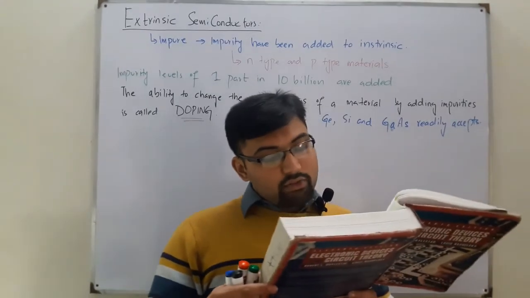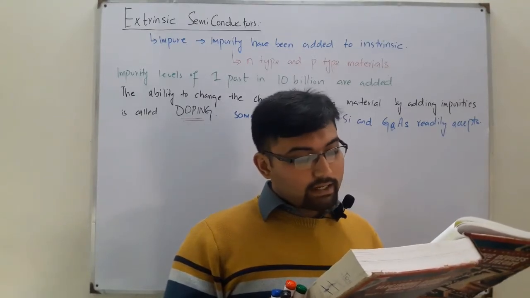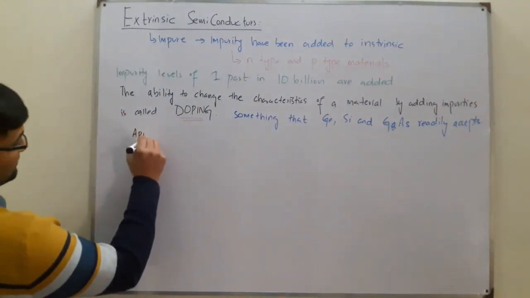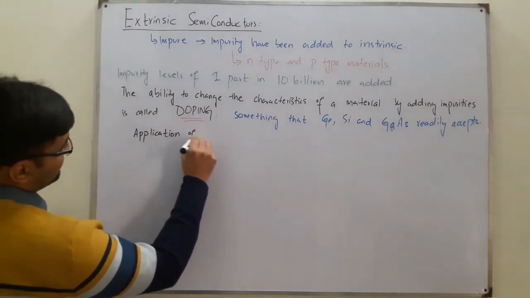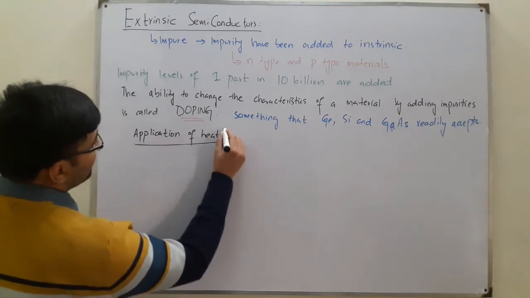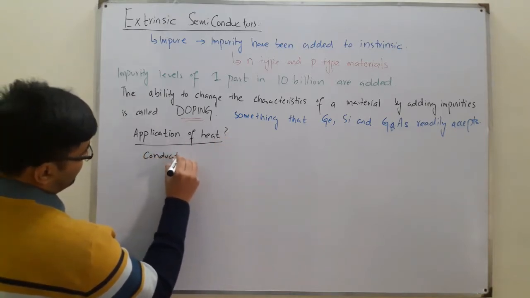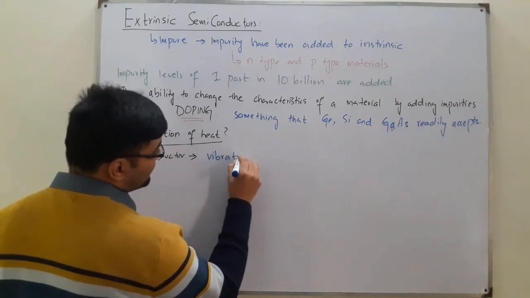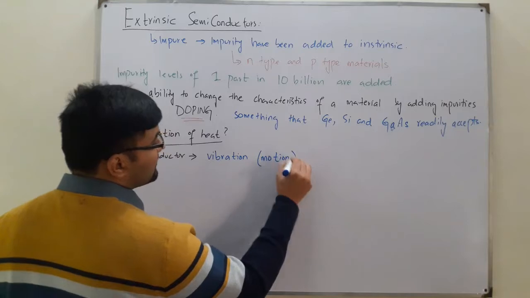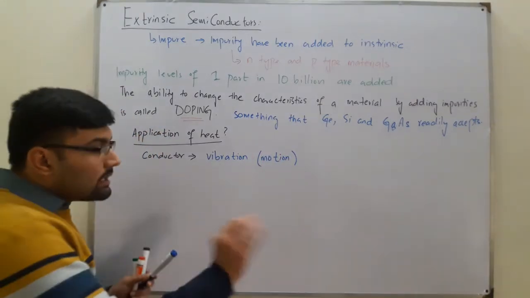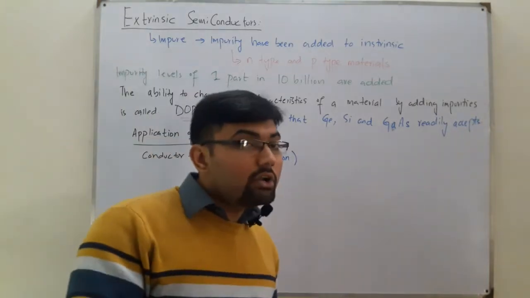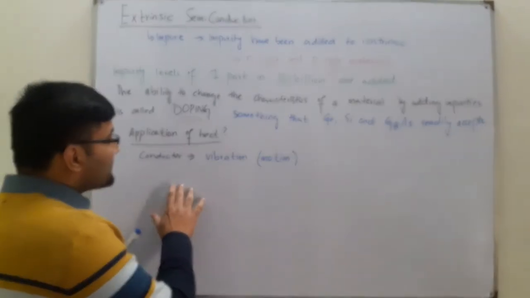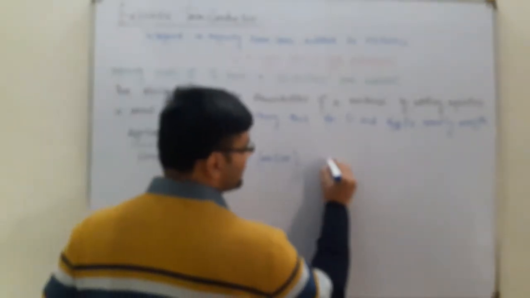One important and interesting difference between semiconductors and conductors is their reaction to the application of heat. I won't write it down, I will read it out from the book. What happens when you apply heat to a conductor? When you apply heat to a conductor, vibration starts within its free electrons. You have given it energy, so it starts motion, and due to this motion it is displaced from its original position, and the flow of current is further reduced. So with the application of heat, the conduction of a conductor reduces.